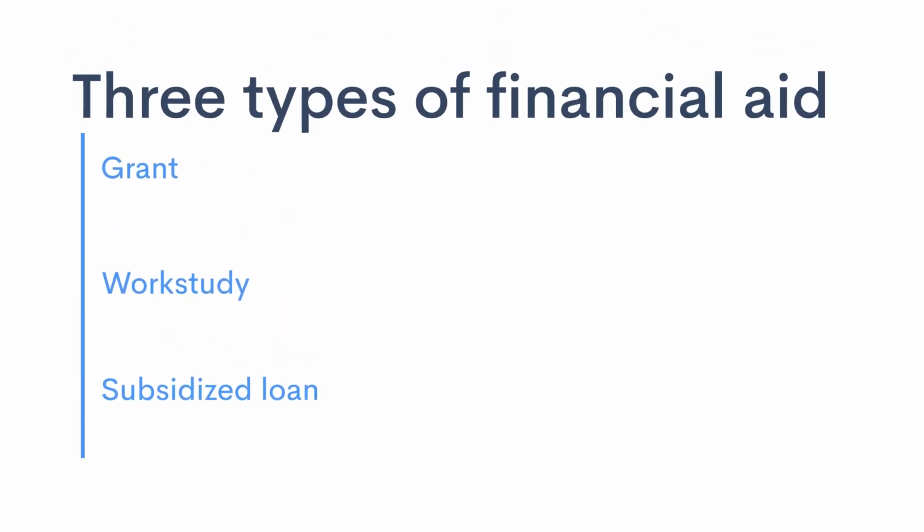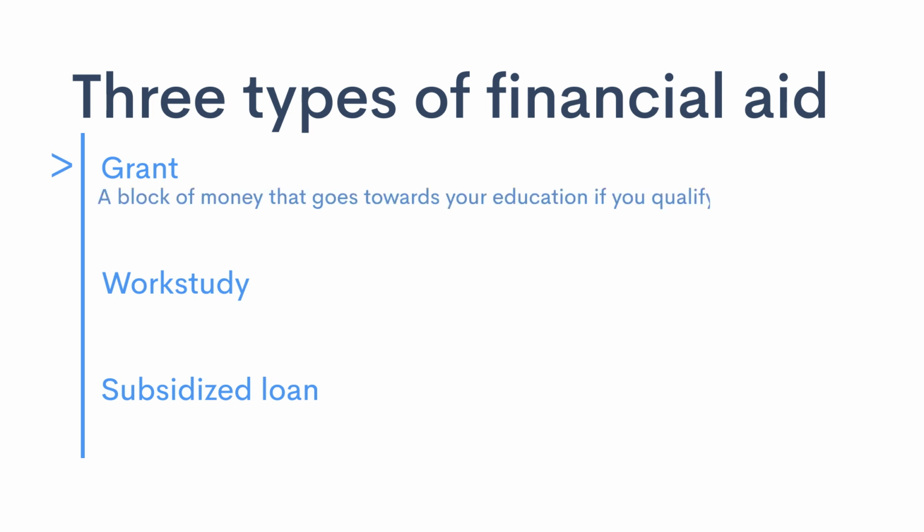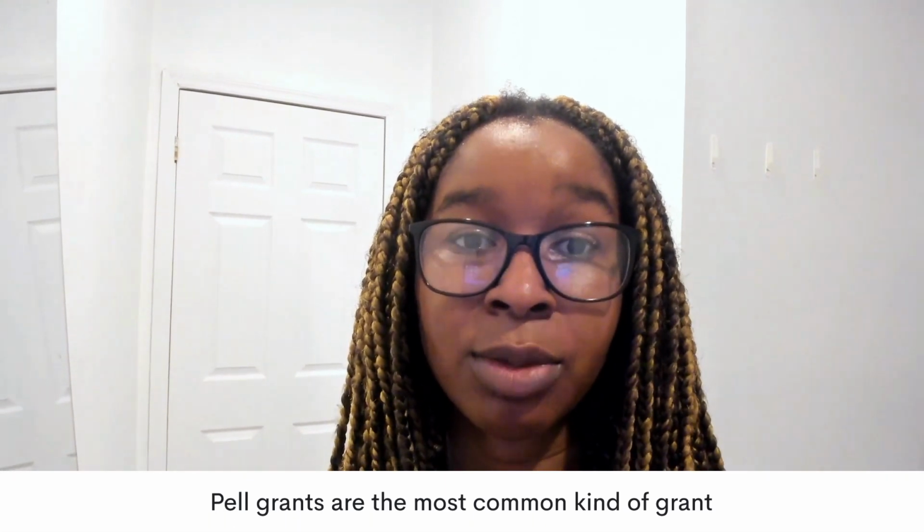First, let's talk about financial aid from the federal government. There are three main types: grants, work-study, and subsidized loans. A grant is the simplest form of financial aid. It's literally a block of money dedicated to your education if you qualify. Pell Grants, which you may have heard of, are the most common type of grant from the federal government. The maximum amount you can get from Pell varies from year to year depending on funding availability. But just as an example, this year's maximum is $6,495. Up $150 from last year.